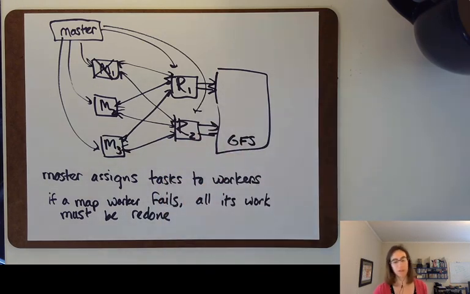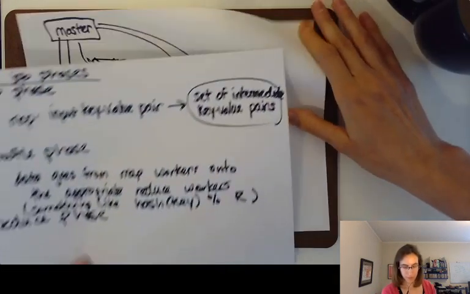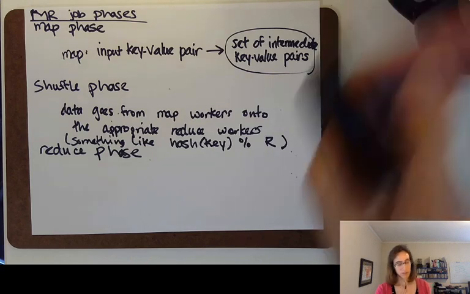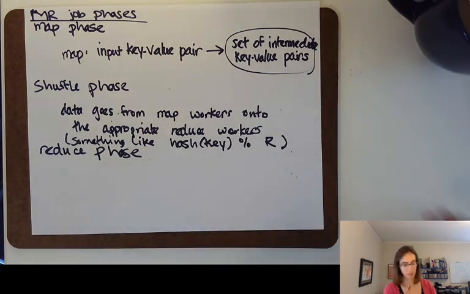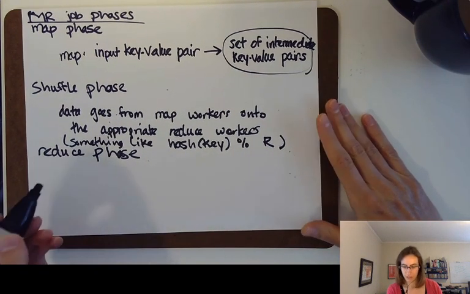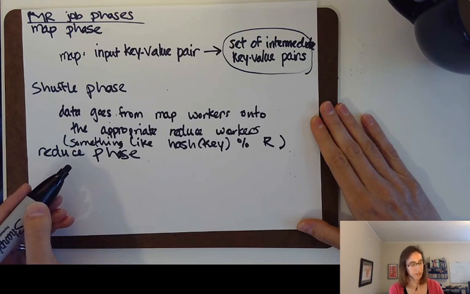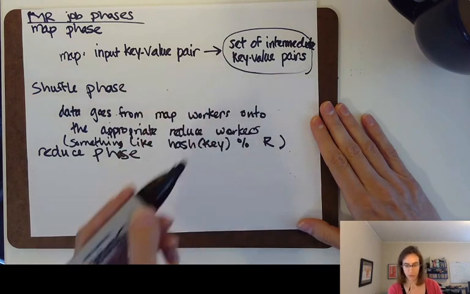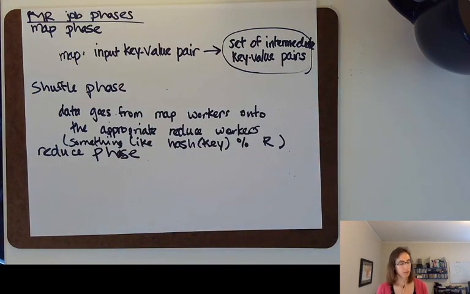Okay, so we've talked about the map phase and the shuffle phase. Onto the reduce phase. So the data has gotten onto the reduce workers now. The reduce function can run. We talked about the type of the map function conceptually. Can somebody tell me what the type of the reduce function would be conceptually?